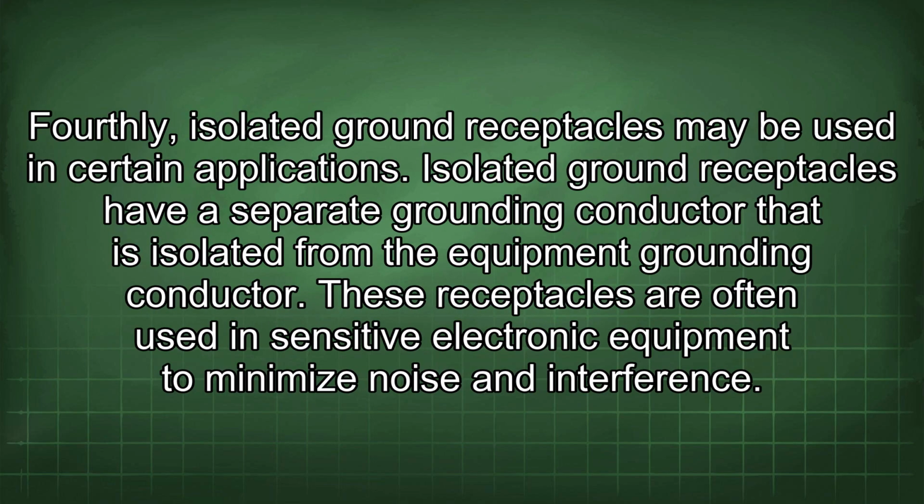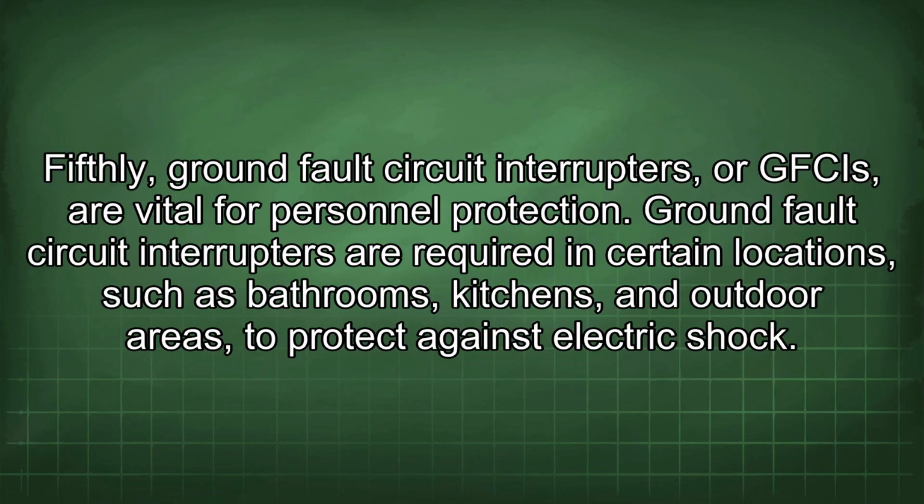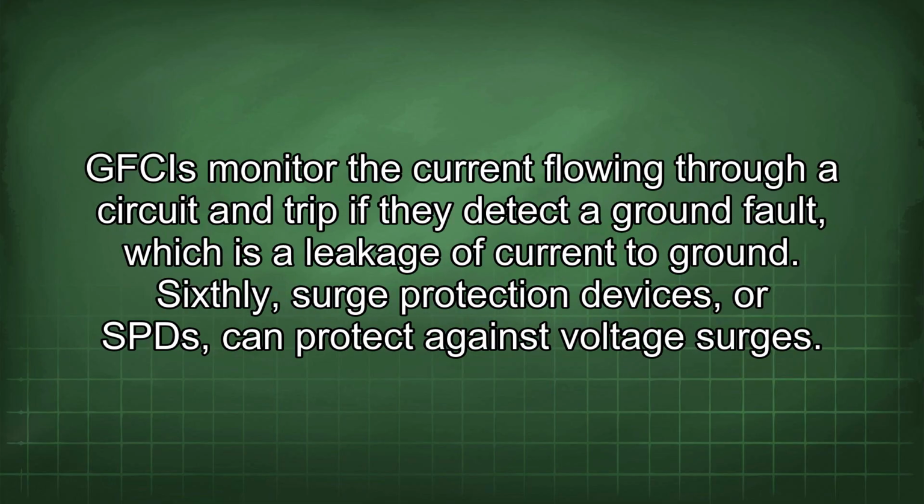Fourthly, isolated ground receptacles may be used in certain applications. Isolated ground receptacles have a separate grounding conductor that is isolated from the equipment grounding conductor. These receptacles are often used in sensitive electronic equipment to minimize noise and interference. Fifthly, ground fault circuit interrupters, or GFCIs, are vital for personnel protection. Ground fault circuit interrupters are required in certain locations, such as bathrooms, kitchens, and outdoor areas, to protect against electric shock. GFCIs monitor the current flowing through a circuit and trip if they detect a ground fault, which is a leakage of current to ground.